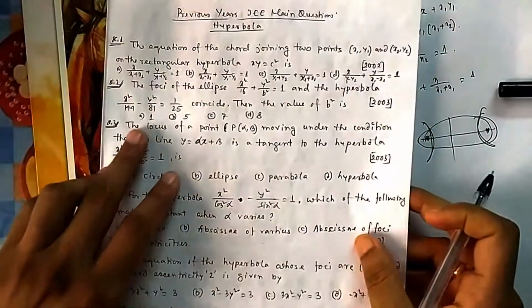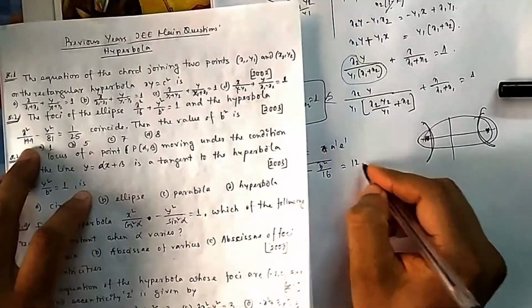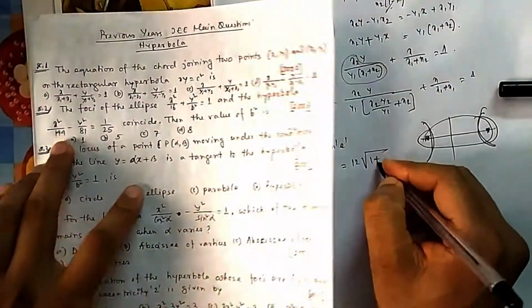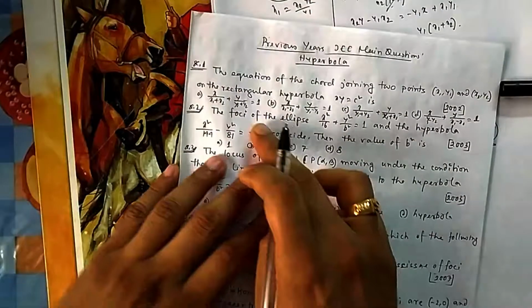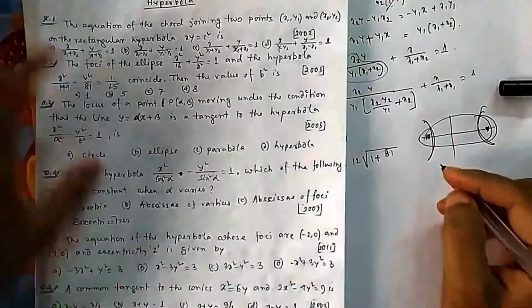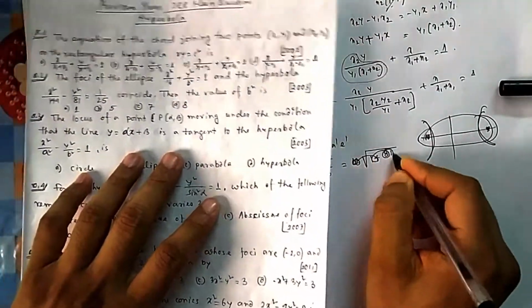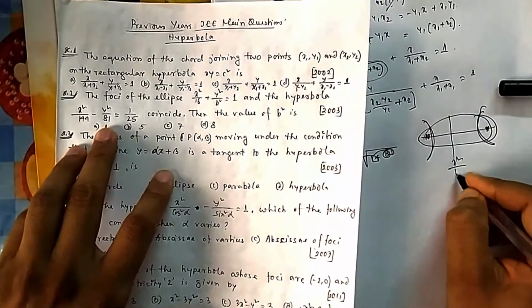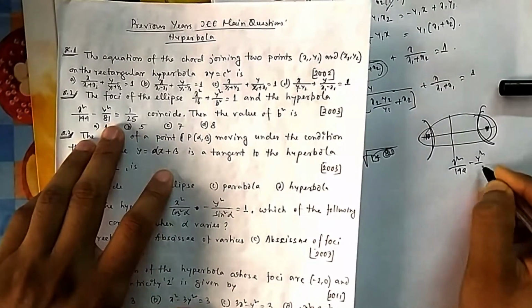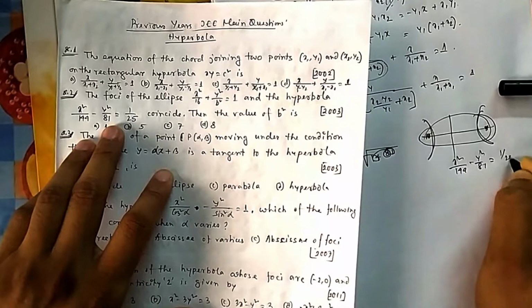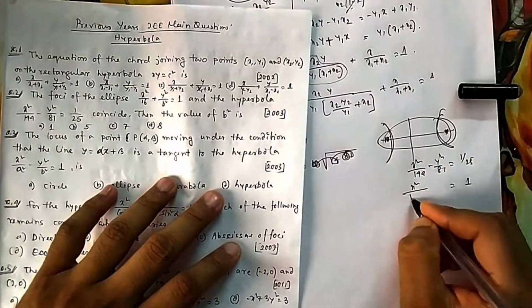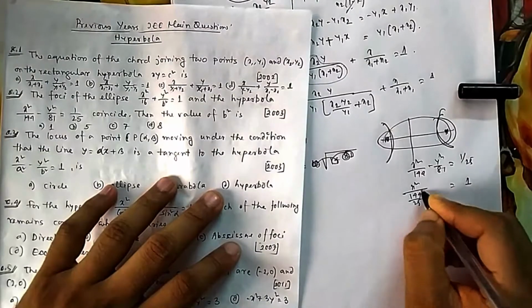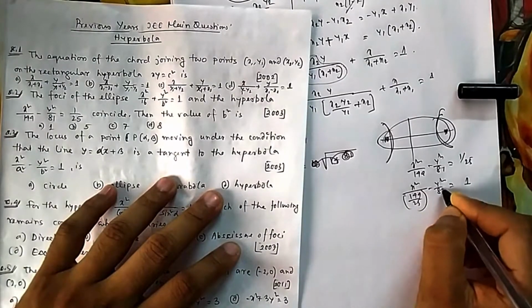What is A dash here? A dash is 12? What is E dash? 1 plus under root b square by, because on this side you have 1 by 25, so it is not exactly 12. You have to be very careful here. It is x square by 144 minus y square by 81 equal to 1 by 25. So you have to multiply by 25 so that it becomes 1. So you can write x square by 144 by 25 minus y square by 81 by 25.